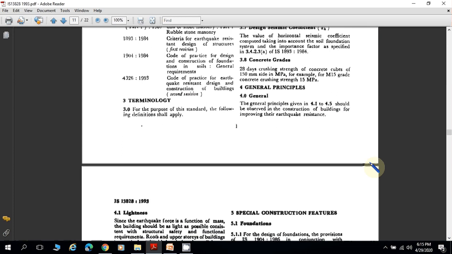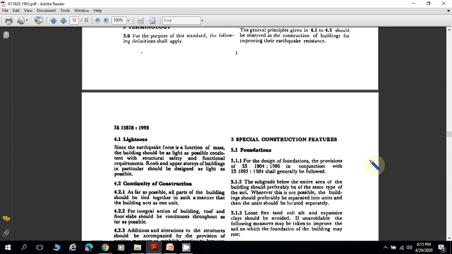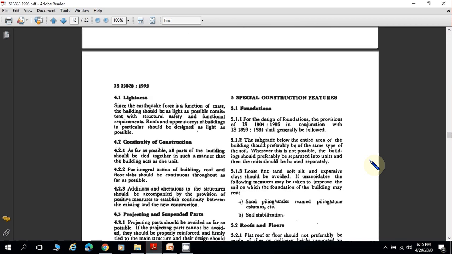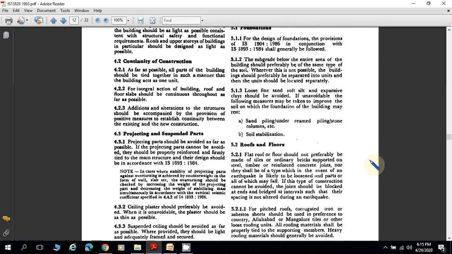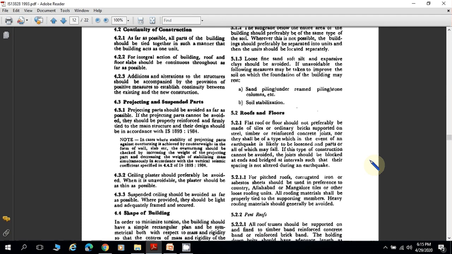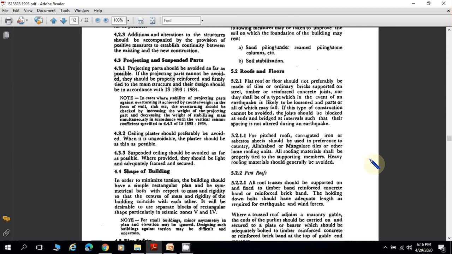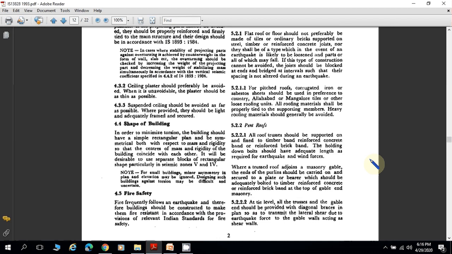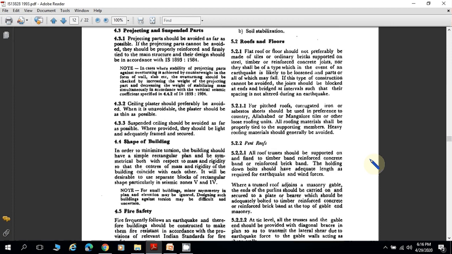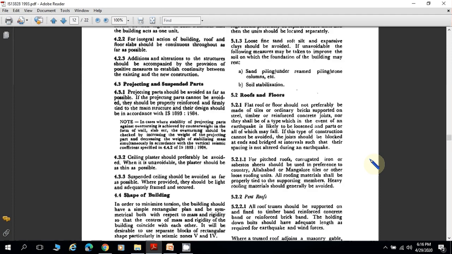Then some general principles are given: the lightness of the structure, which we have already talked about. Then the continuity of construction, so all the parts of the building should be joined or tied properly so that the building acts like one single unit. The projecting and suspended parts should be avoided as far as possible. The shape of the building should be regular and symmetrical about both axes, and the building should be resistant against fire.